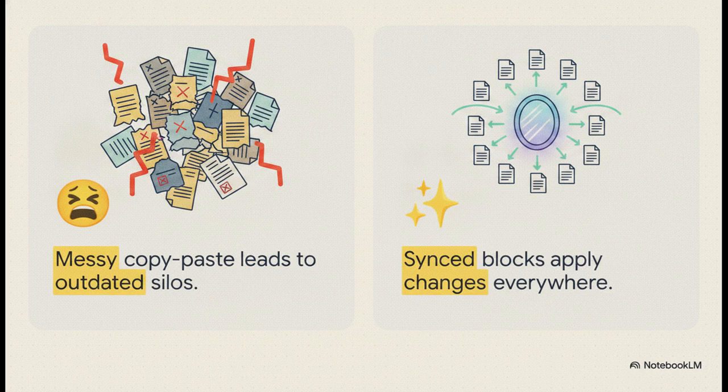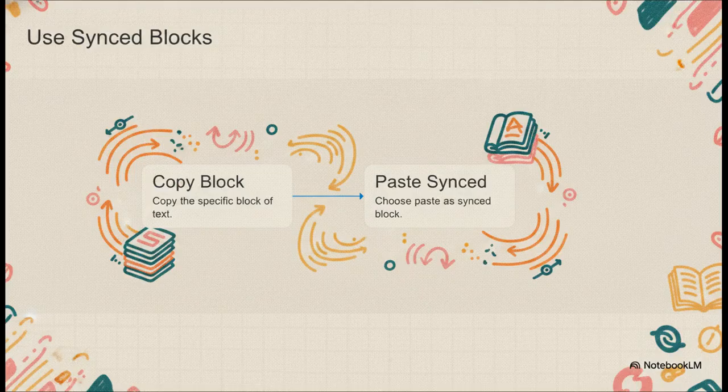Think of a synced block like a magic mirror for your content. It's a block of text or data that you can reuse anywhere. So you update your new feature details in your product requirements doc, and boom, it magically and instantly updates in your go-to-market doc and your customer FAQ too. And honestly, setting this up is completely painless. Just 2 beautifully simple steps. Step 1, copy the specific block of text from your original document. Step 2, go to your destination page, but instead of a normal paste, you choose Paste as Synced Block. That is literally it. You will never have conflicting edits or duplicate work ever again.